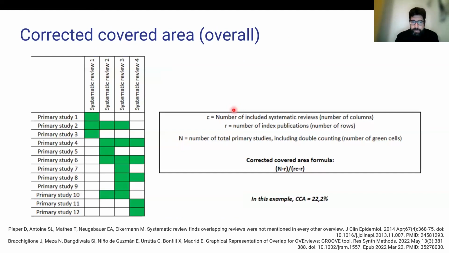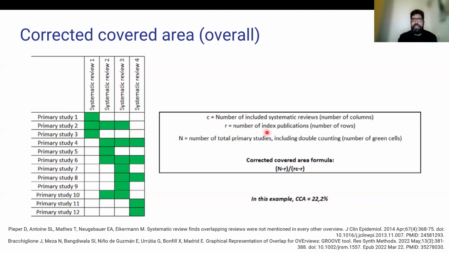How can we do that? We take a matrix of evidence. Please beware, here in the columns are the systematic reviews, and in the rows are the primary studies. It's the other way around from the ones I showed you before. And we can do this simple formula. So we take C, that is the number of included systematic reviews, that is the number of columns. In this case, it's 4.